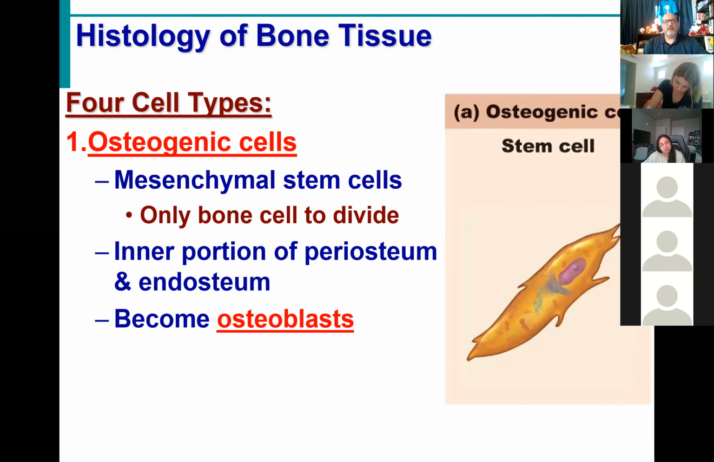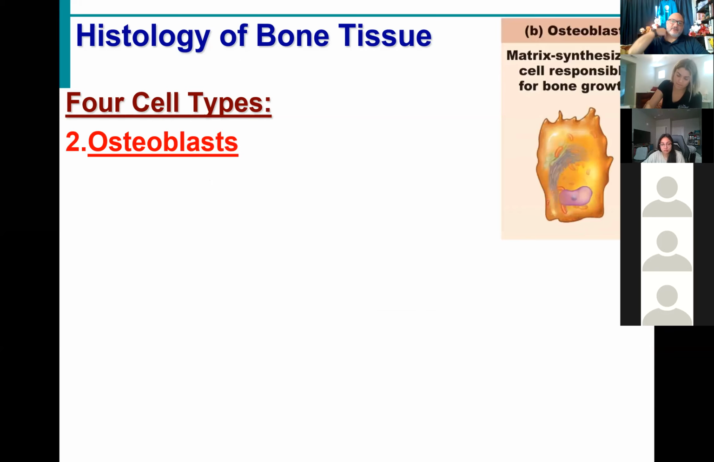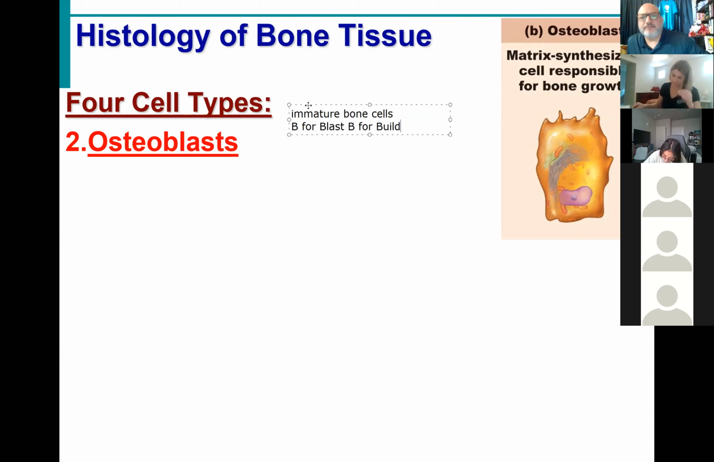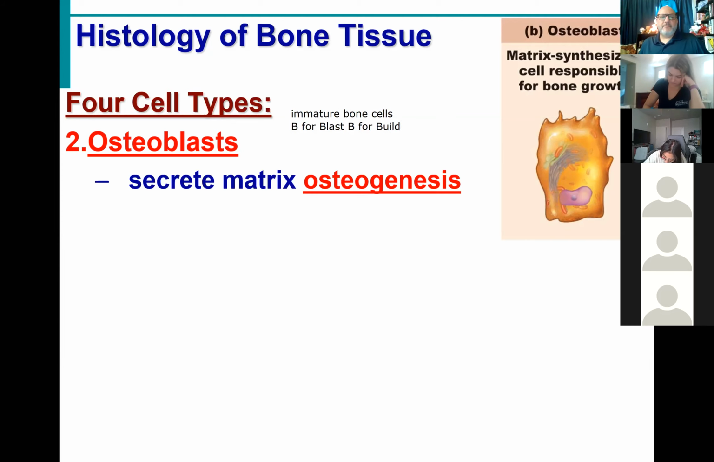Excellent. So then let's talk about osteoblasts. Osteoblasts are immature cells. And as we mentioned, immature cells, were they the ones that made the matrix or the ones that maintain the matrix? Make, exactly. And in fact, the way I remember is B for blast and B for build. These are the ones that build the matrix. They're the ones that make the matrix.